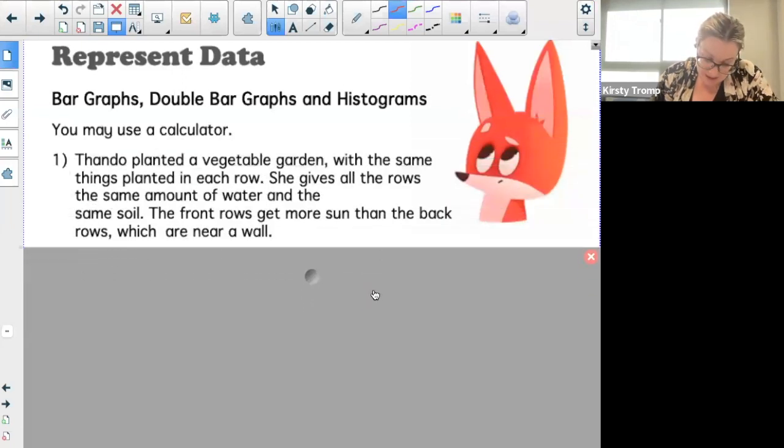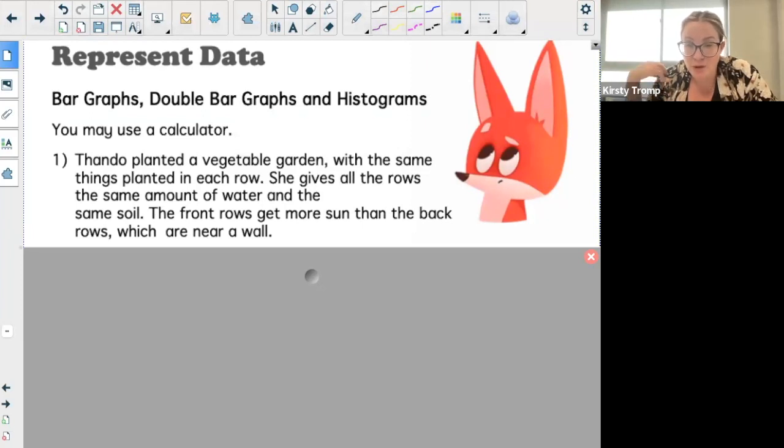Tandor planted a vegetable garden with the same things planted in each row. She gives all the rows the same amount of water and the same soil. The front rows get more sun than the back rows, which are all near the wall. Okay, so she's planting this vegetable garden. All right, the front rows are getting more sun than the back rows, which are near the wall.